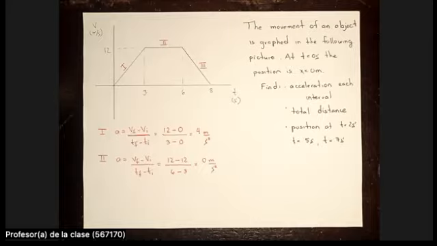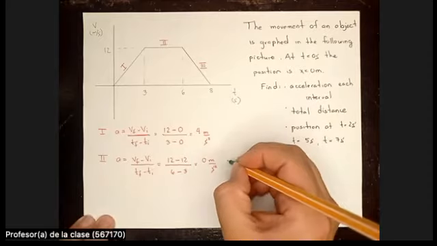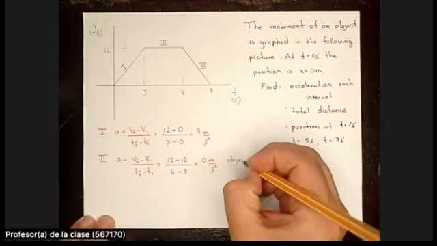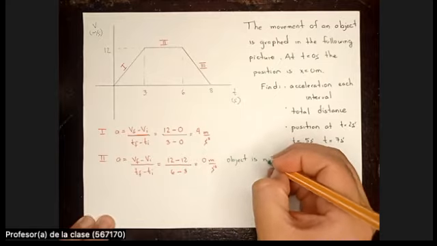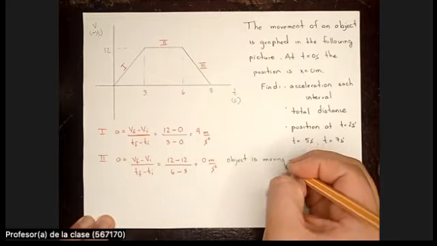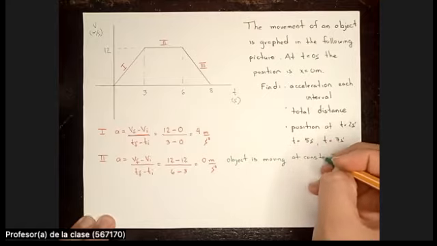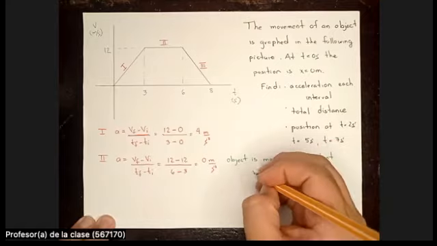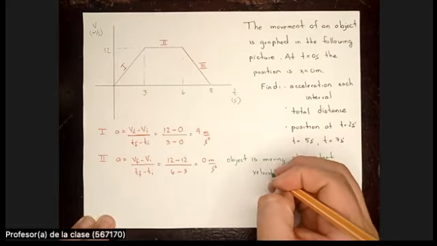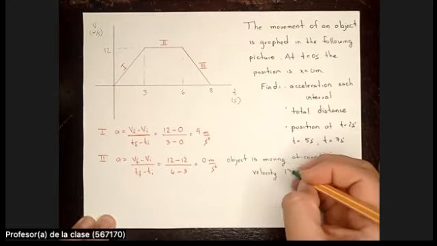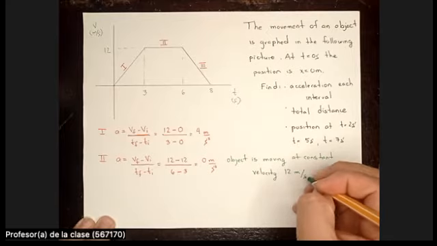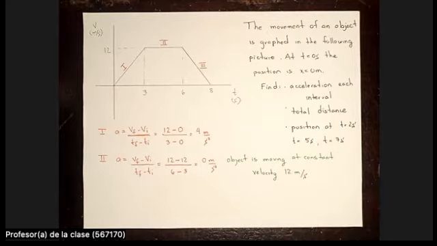Okay, so this is very important. The acceleration will be 0, but the object is moving at constant velocity, a constant velocity of 12 meters by second. Okay, yeah, very good.